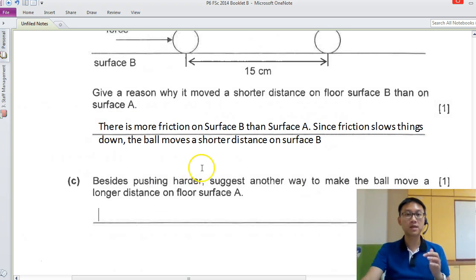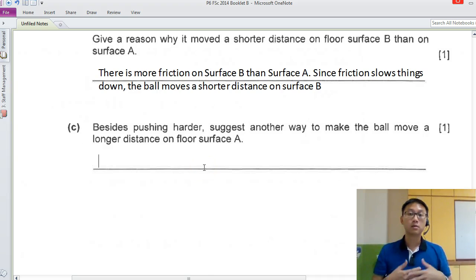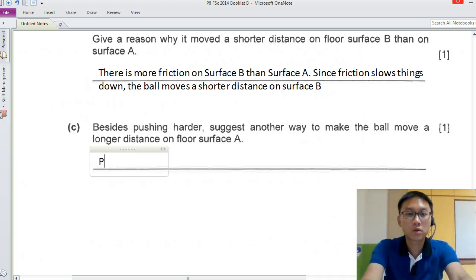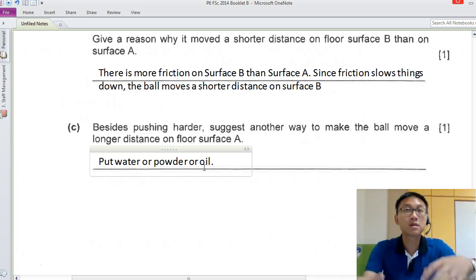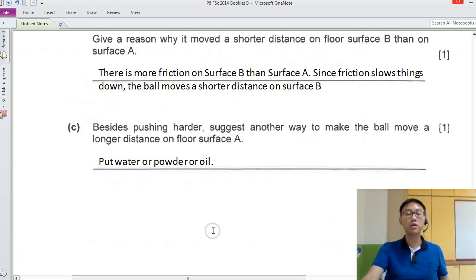Now part C, besides pushing harder, so one way is to push the ball harder so it moves a further distance. How else can we do it? If we cannot push the ball harder, we have to push it at the same amount of force. How else can we make it move further? Remember, friction slows things down. So if I don't want to slow it down, I need to reduce friction. So how do I reduce friction? You can put things like water, or powder, or oil. So basically any lubricant or anything that will reduce friction. Alright?